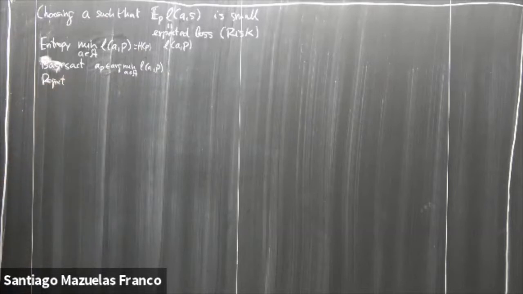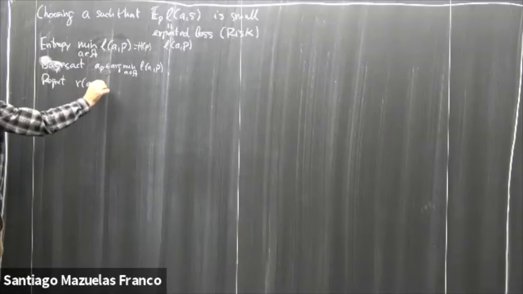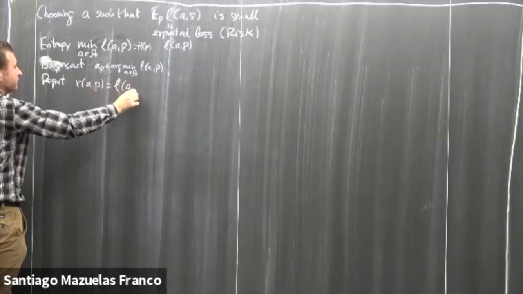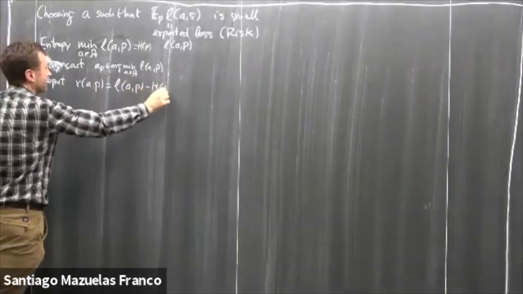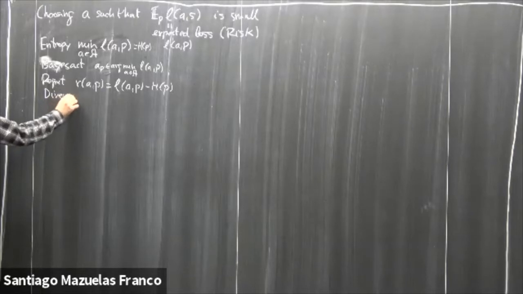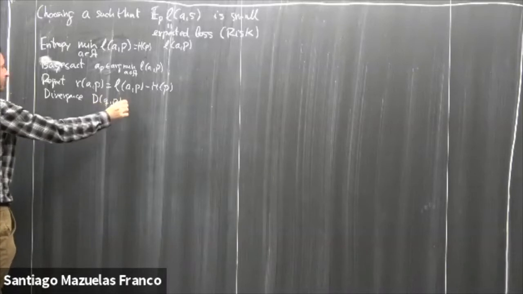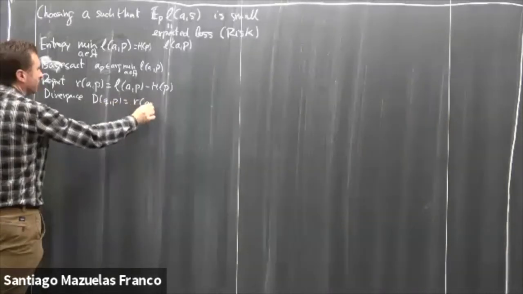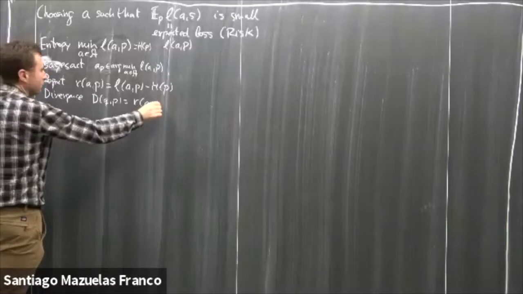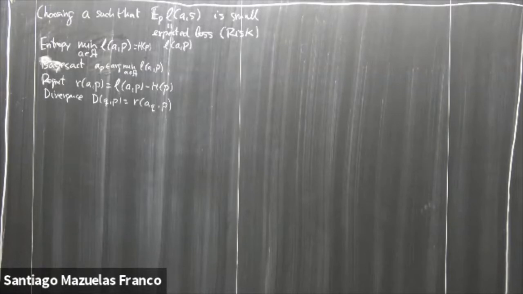The regret is how much we dislike using a certain action A when the state follows distribution P, and that's the expected loss of that A minus the best possible expected loss, which is the entropy. And we also defined the divergence. That's a measure of how similar two distributions are. We measure it by the regret of taking the best possible action for distribution Q when the actual distribution is P. Okay, so this is just a quick summary of what we did yesterday.